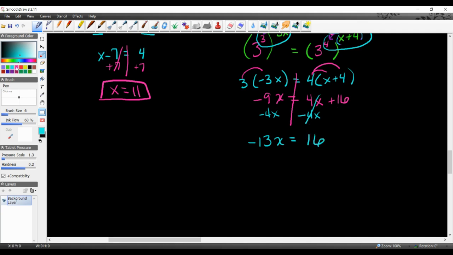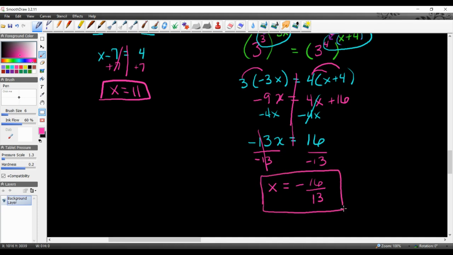It looks like we're going to get a fraction. That's okay. We want to get the x by itself, so we're going to divide both sides by the number in front, which is negative 13. So that's gone. And I'm left with x is equal to negative 16 over 13. And you can leave it as a fraction as long as it is in simplified terms. Okay, and that's it.